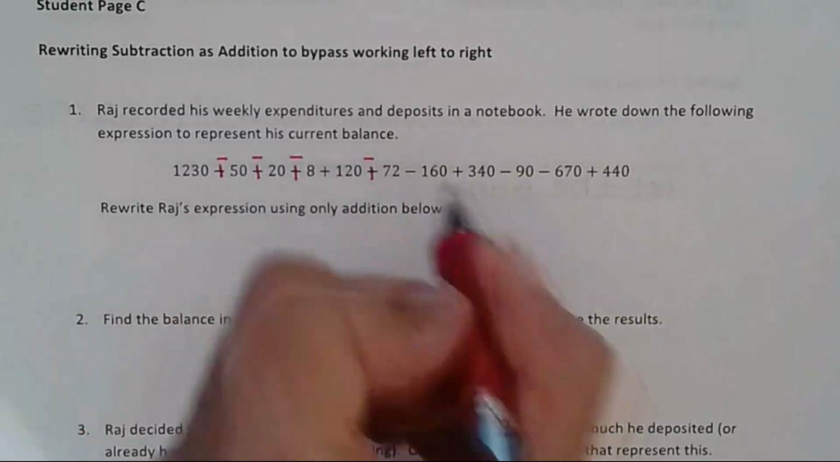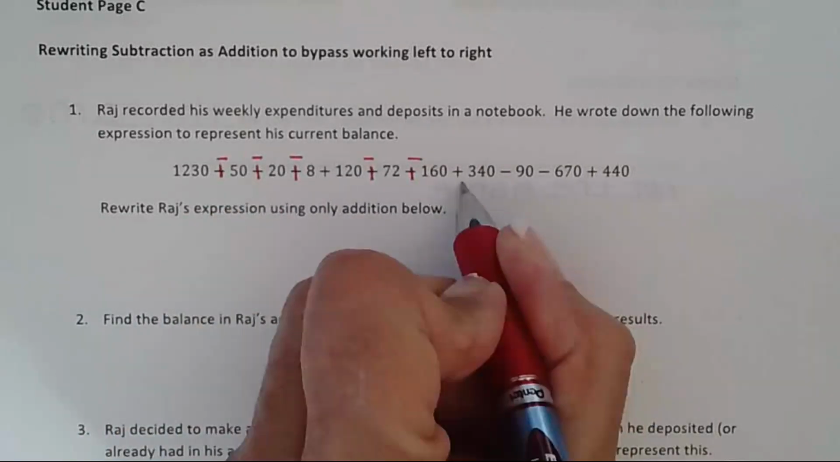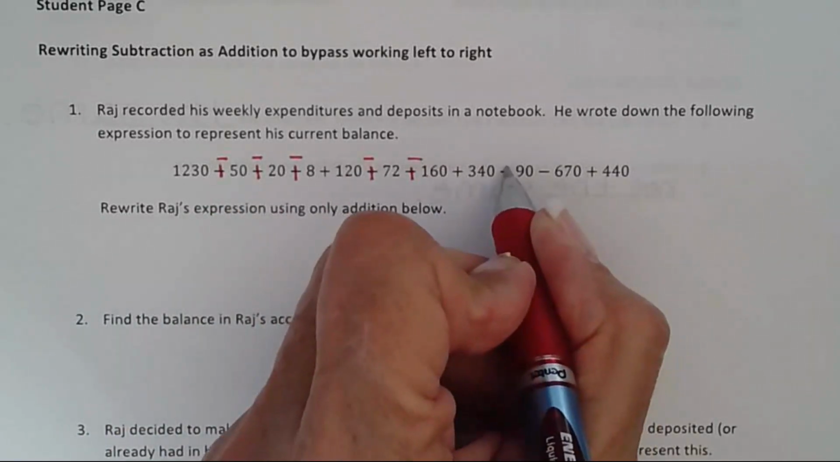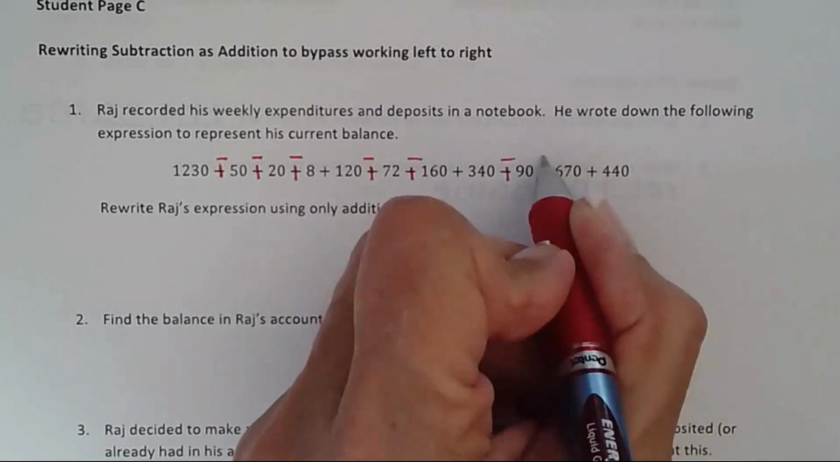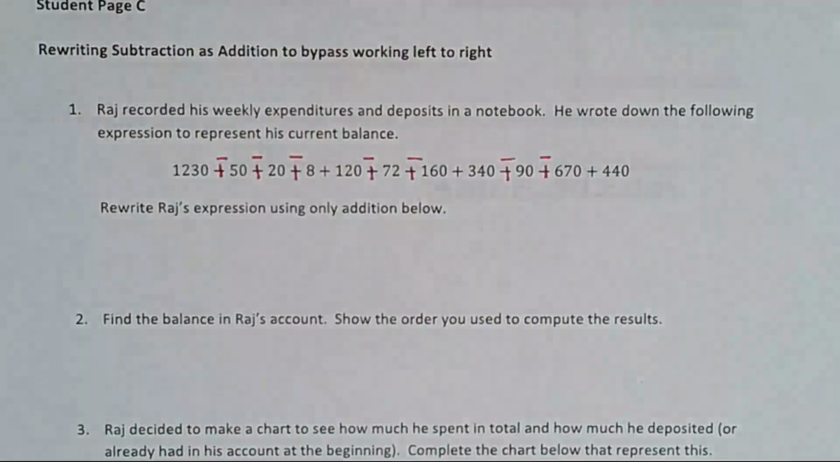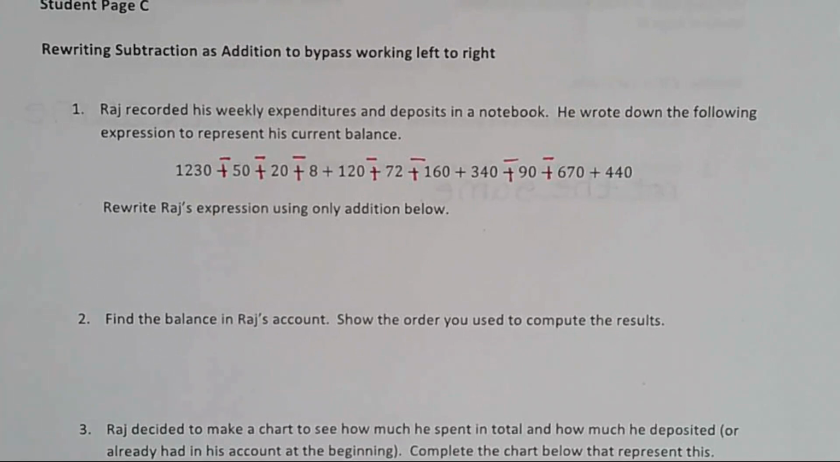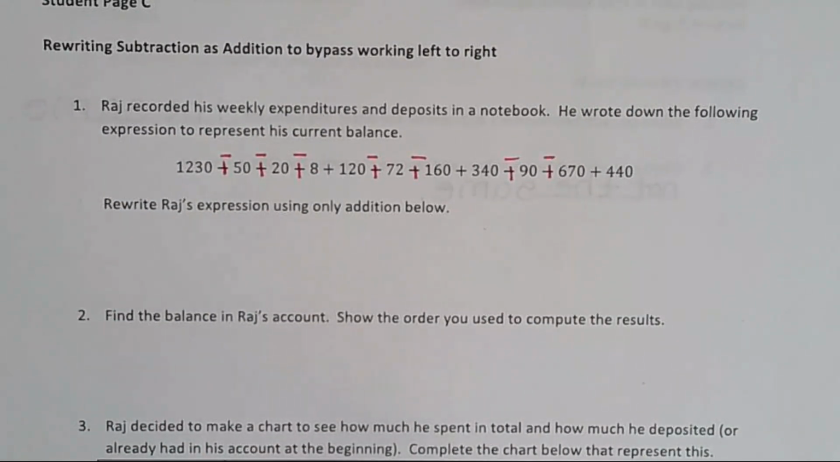Add the opposite, add the opposite. Already addition, good to go. Add the opposite, add the opposite. Already addition. So we've turned it into only addition. And what's the most common wrong answer on the test? To just go through and turn all the subtraction into addition. I'm like, no. You can't just turn subtraction into addition. You have to make the number following it negative when you do that. So you can't just change one sign. You have to change them both.